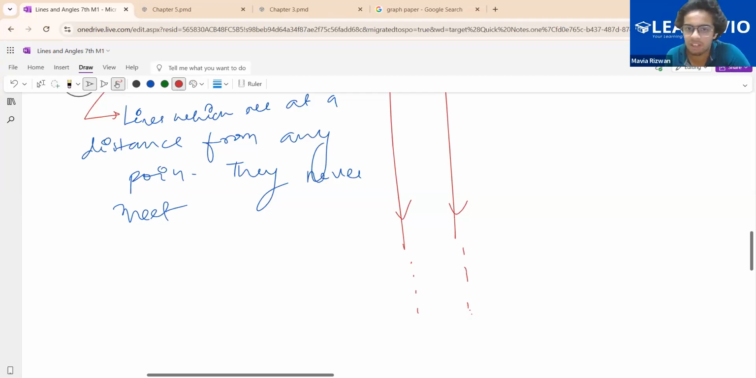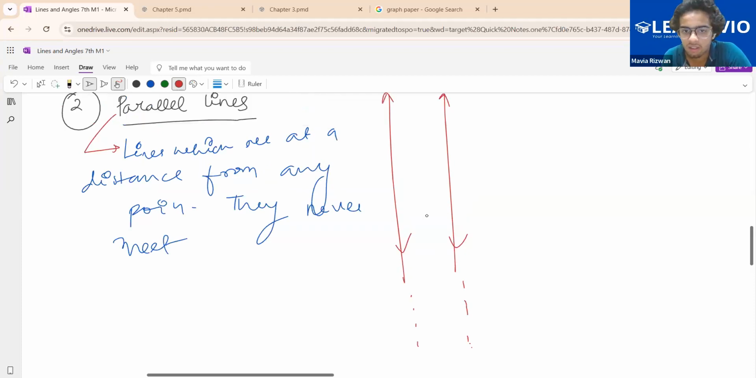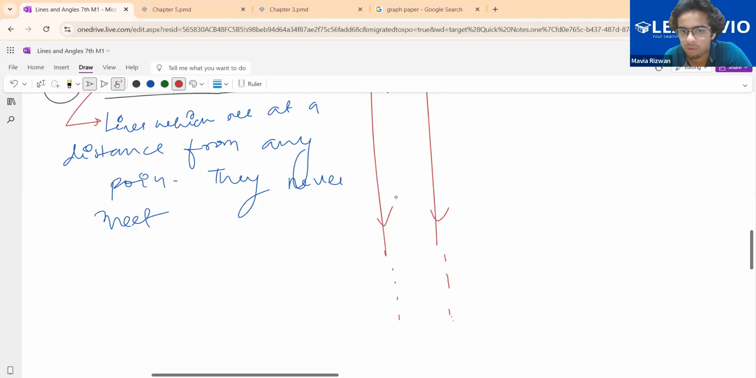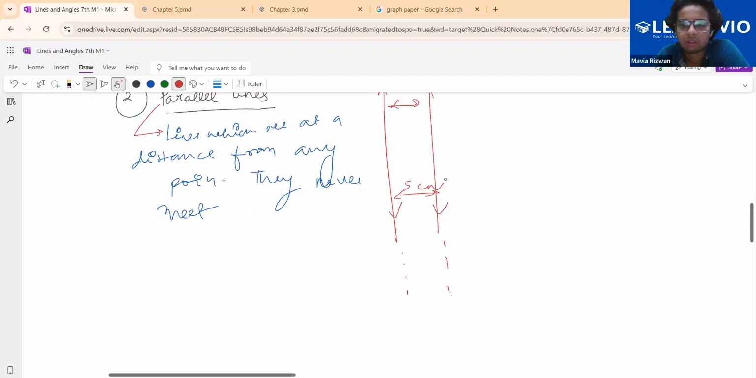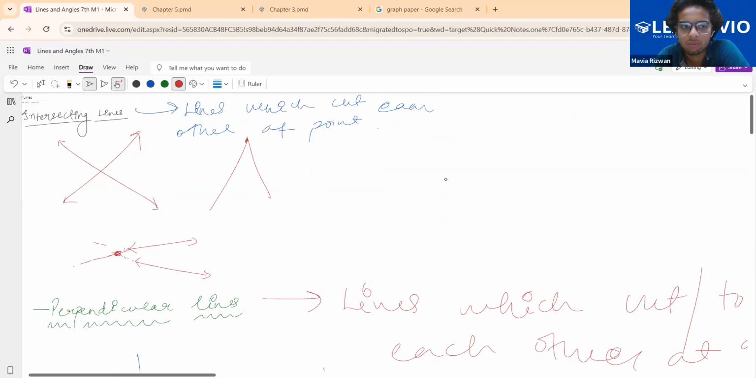If you check the distance between them here, it is, let's say, 5 centimeters. Here it would also remain 5 centimeters. Even 10,000 kilometers far, their distance would remain 5 centimeters only. They would never meet. They are straight, facing each other, like mirror images of each other. Is this clear? What are parallel lines? Please note this down, all of you.